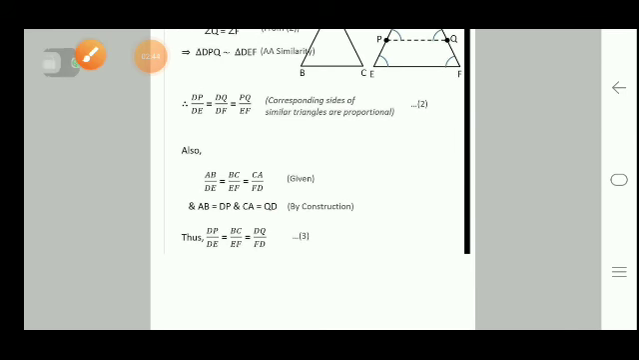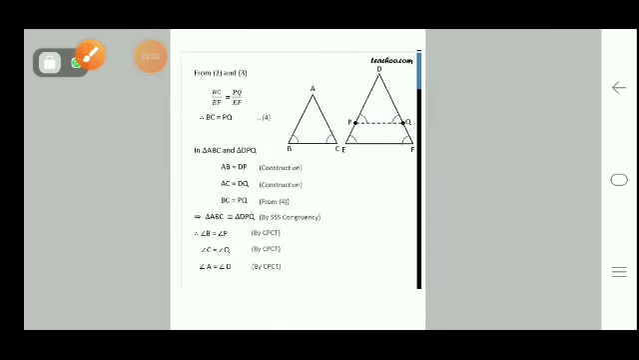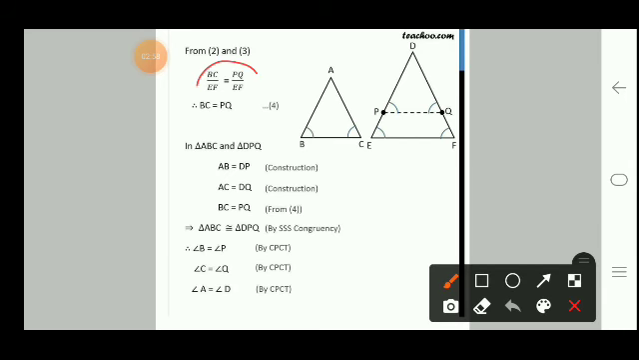So thus we can say DP over DE is equal to BC over EF is equal to DQ over FD. Now from the second and third equation, we have BC over EF is equal to PQ over EF. It means we have BC is equal to PQ. Now considering the triangles ABC and DPQ, we have AB is equal to DP, AC is equal to DQ, and BC is equal to PQ. So both the triangles are congruent by SSS congruency. Therefore we have angle B is equal to angle P, angle C is equal to angle Q, and angle A is equal to angle D.